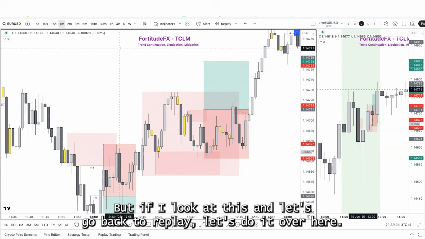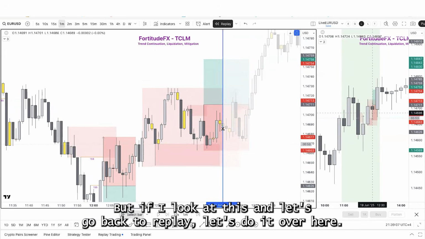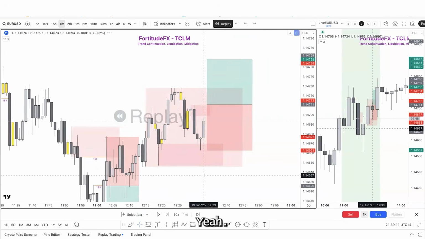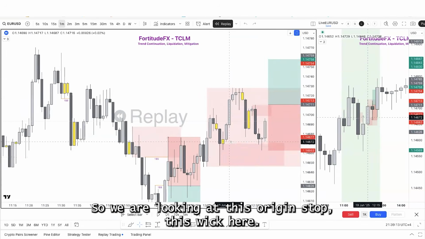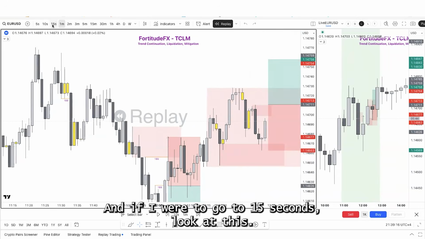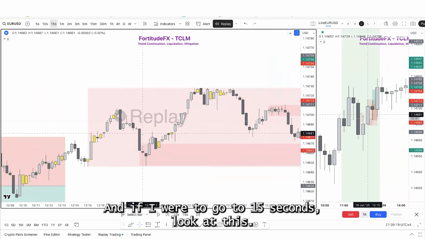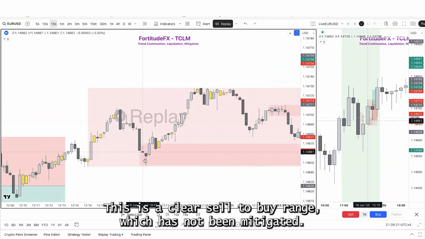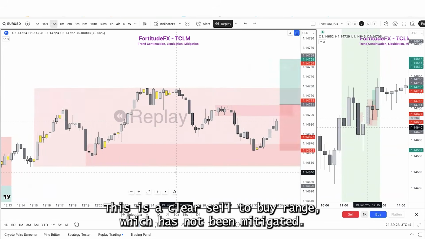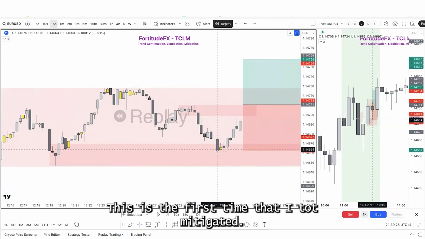But if I look at this, let's go back to replay, let's do it over here. Yeah. So we are looking at this origin start, this wick here. And if I were to go to 15 seconds, look at this. This is a clear sell to buy range, which has not been mitigated. This is the first time that it got mitigated.